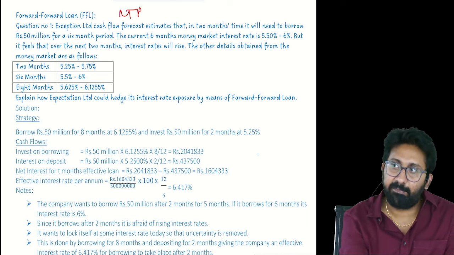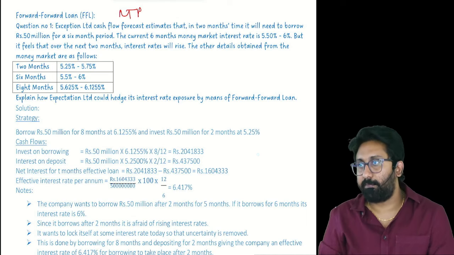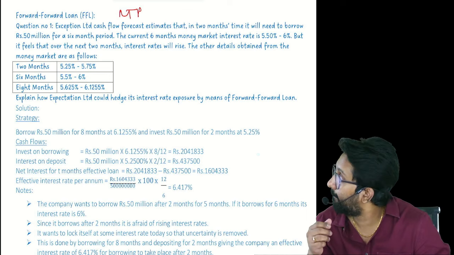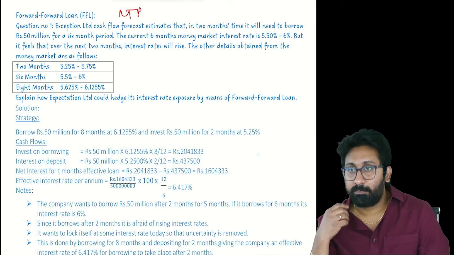It came in the RTP in the same attempt. The RTP question came in the exam. Read the question.